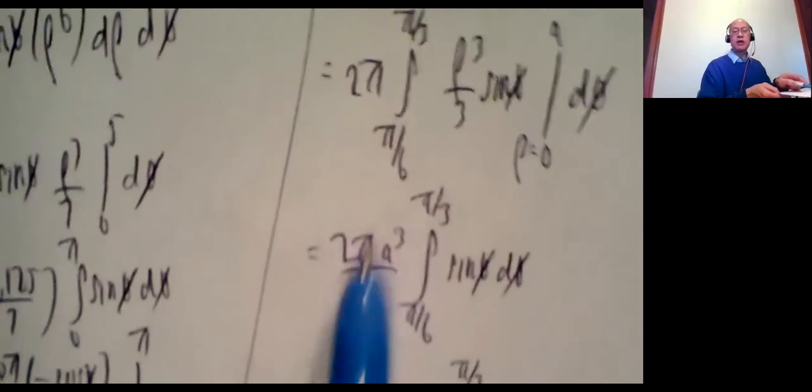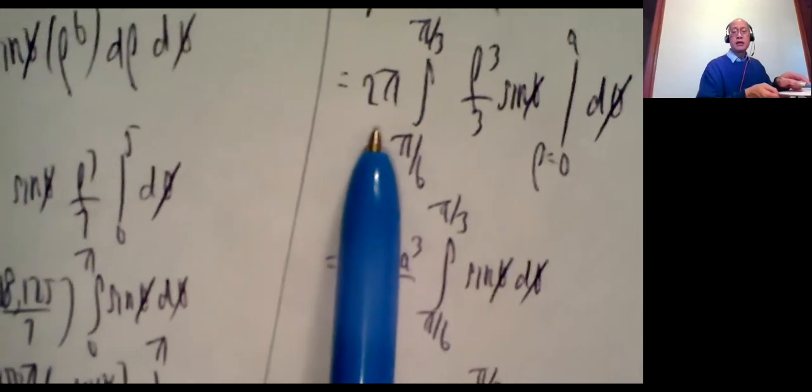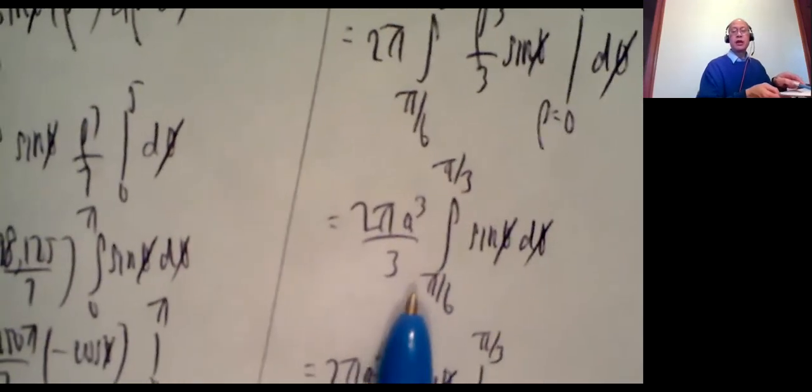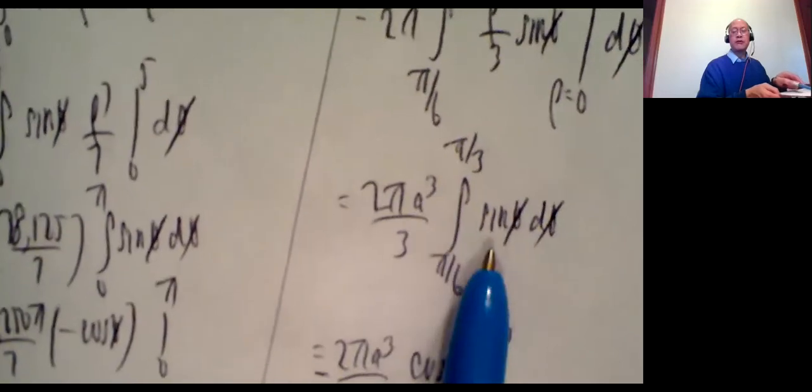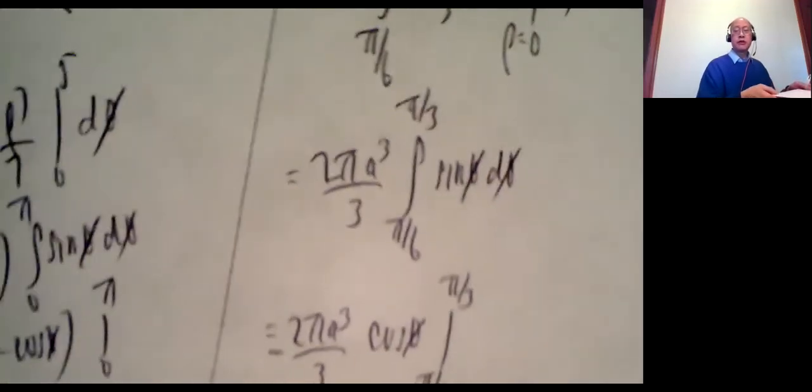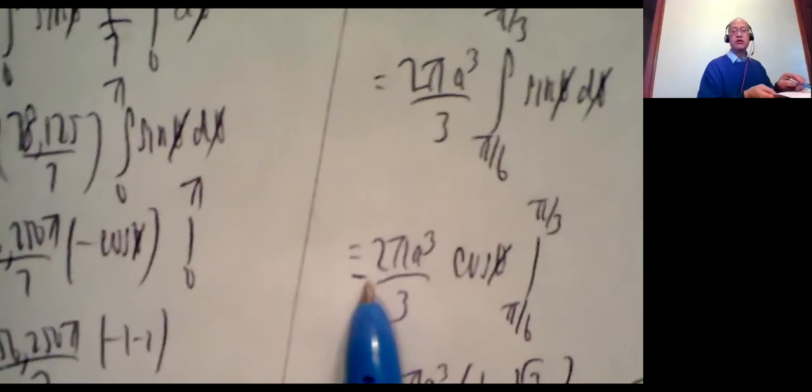Plug in 0, you get 0. Plug in A, you have A cubed over 3. Pass that outside the integral. 2 pi A cubed over 3 times the integral from pi over 6 to pi over 3 of sine of phi d phi. So that should be pretty straightforward. Integral of sine is negative cosine. So I put the negative over here. Negative 2 pi A cubed over 3.